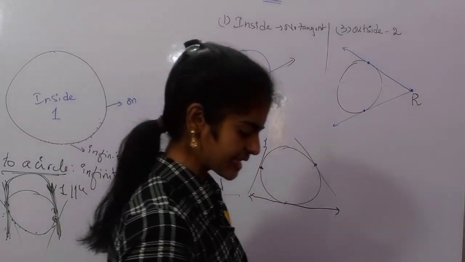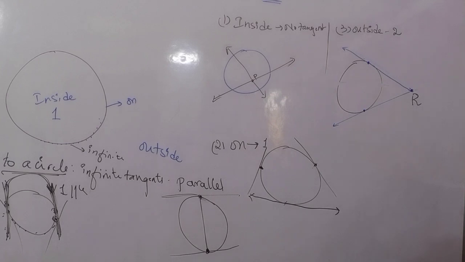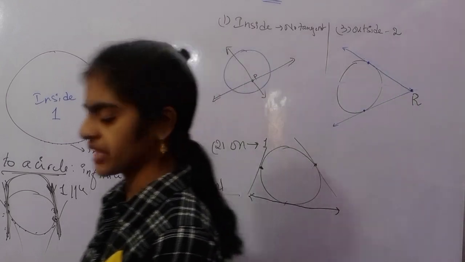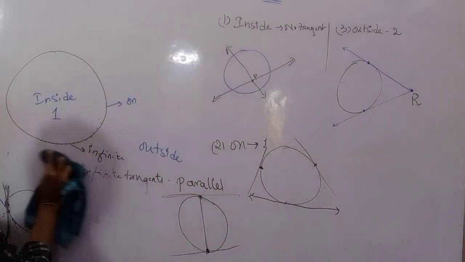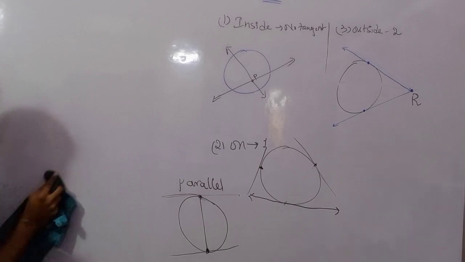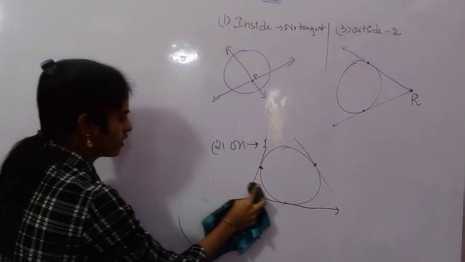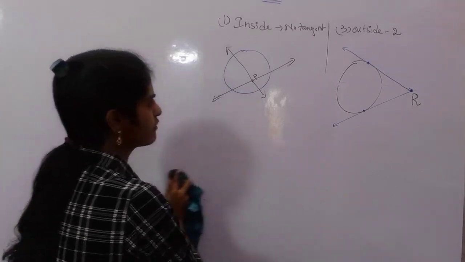So we shall do exercise 9.1, so that if you have any more confusion, it will be cleared. But before that, let me discuss theorem 9.1 with you. So what does theorem 9.1 say? Theorem 9.1 says that the radius and the tangent are always perpendicular to each other at the point of contact.